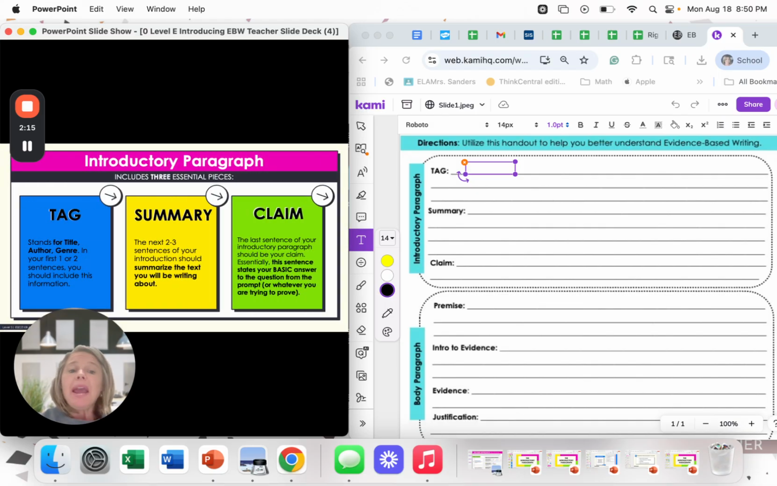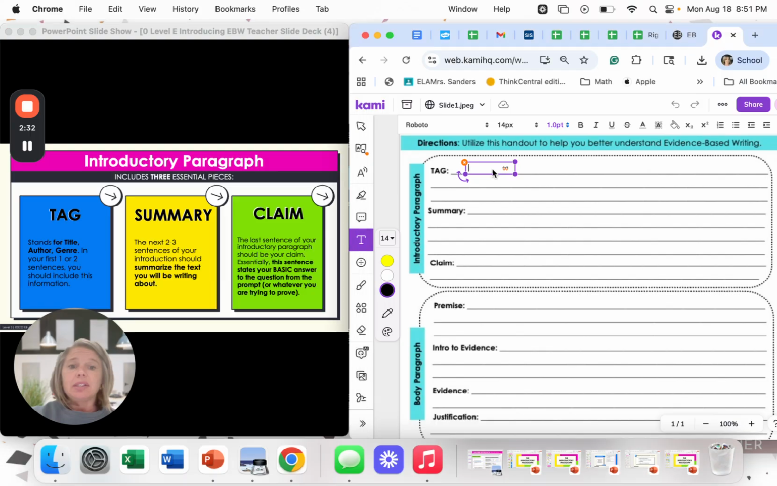The first paragraph in evidence-based writing, the first sentence, is called the tag. And so you're going to write down, see right here in the blue, anything in bold, I want you to write that down. And don't just write the bold down, but I want you to listen too. So T stands for title. A stands for author. G stands for the genre, or what type of book it is.